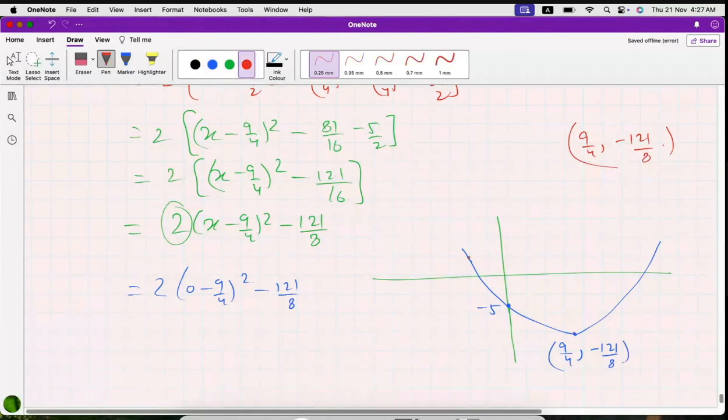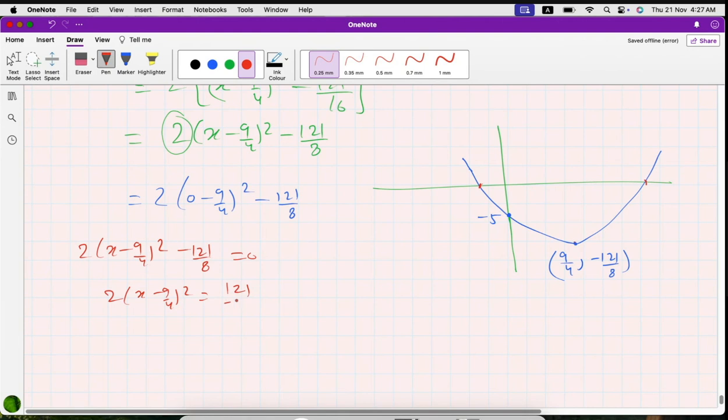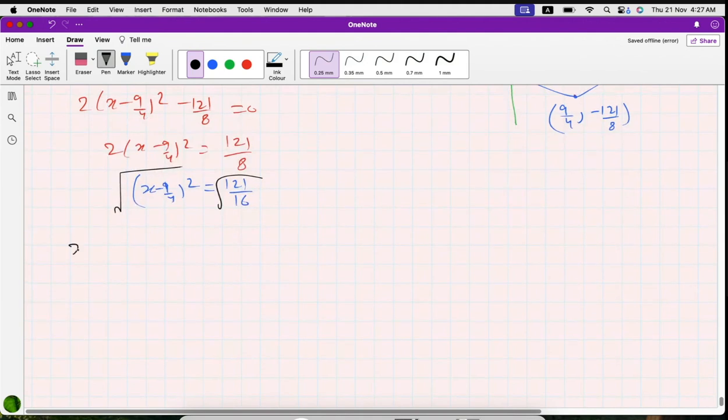And now I'm going to find the points of intersection, these 2 points where y is 0. So 2 times x minus 9 by 4 whole squared minus 121 by 8 is equal to 0. 2 times x minus 9 by 4 whole squared is equal to 121 by 8. Dividing by 2, x minus 9 by 4 whole squared equals 121 by 16. Taking the square root on both sides gives me x minus 9 by 4 is equal to 11 by 4, and x minus 9 by 4 is equal to negative 11 by 4.